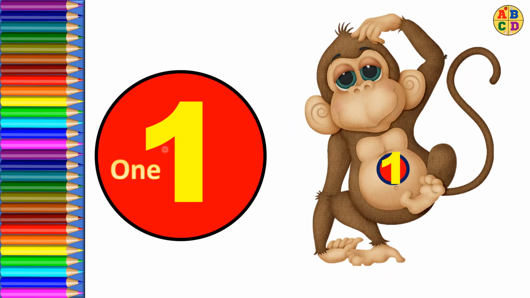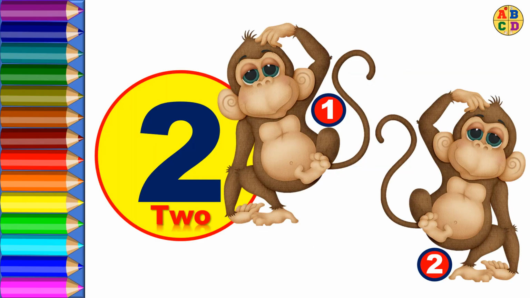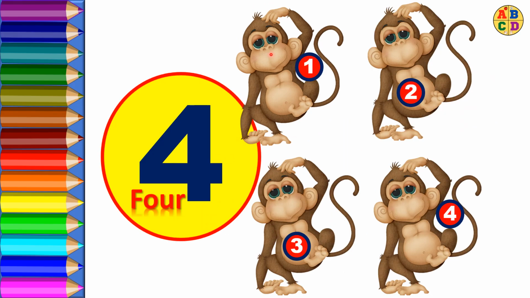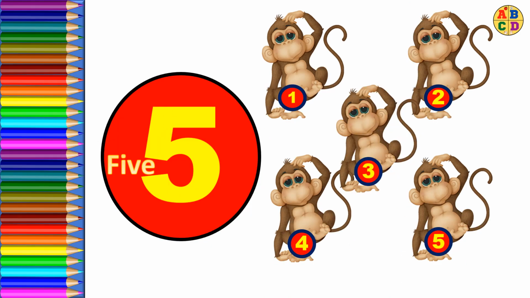Yay! From the start, 1. 1. 1 monkey. Next 2. 1, 2. 2 monkeys. Next 3. 1, 2, 3. 3 monkeys. Next 4. 1, 2, 3, 4. Total 4 monkeys. Next 5.